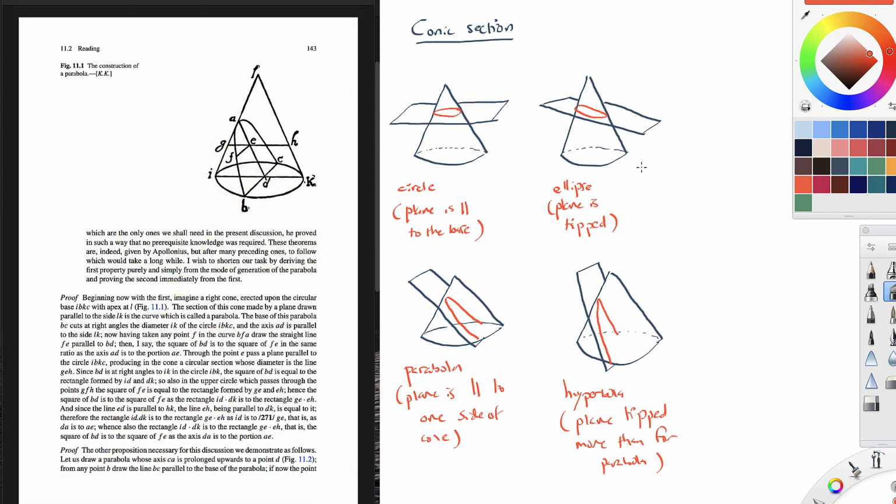So really, if you have a tipped plane, you form an ellipse if it's a very small slope plane. And if it's tipped a lot, then it's a hyperbola. The parabola is really an edge case or a borderline case between the ellipse and the hyperbola. It's being cut by a plane at a specific angle so that that plane happens to be parallel to one of the sides of the cone. Okay, so that's a review of the four conic sections.